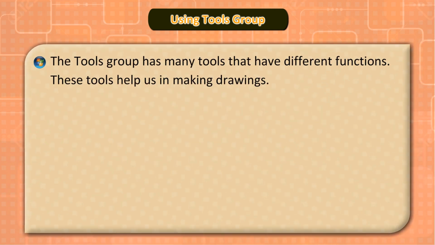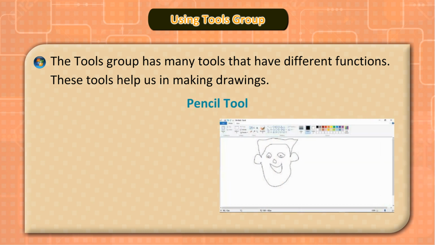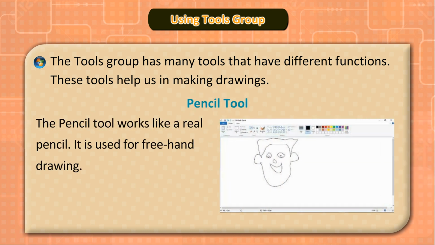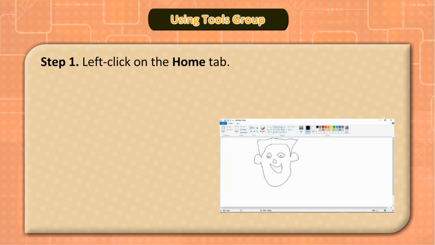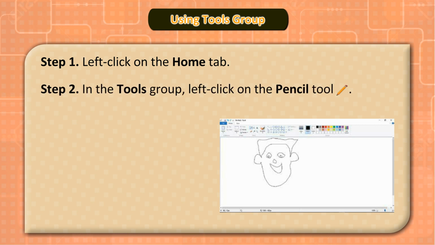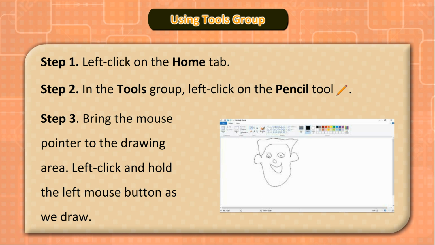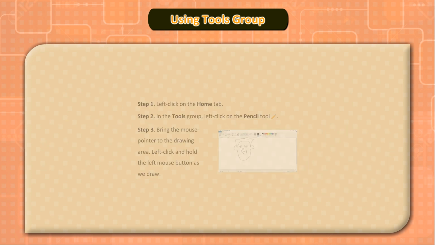Using Tools group. The Tools group has many tools that have different functions. These tools help us in making drawings. Pencil tool. The pencil tool works like a real pencil. It is used for freehand drawing. To draw a figure using the pencil tool, follow these steps. Step 1. Left-click on the Home tab. Step 2. In the Tools group, left-click on the Pencil tool. Step 3. Bring the mouse pointer to the drawing area. Left click and hold the left mouse button as we draw.